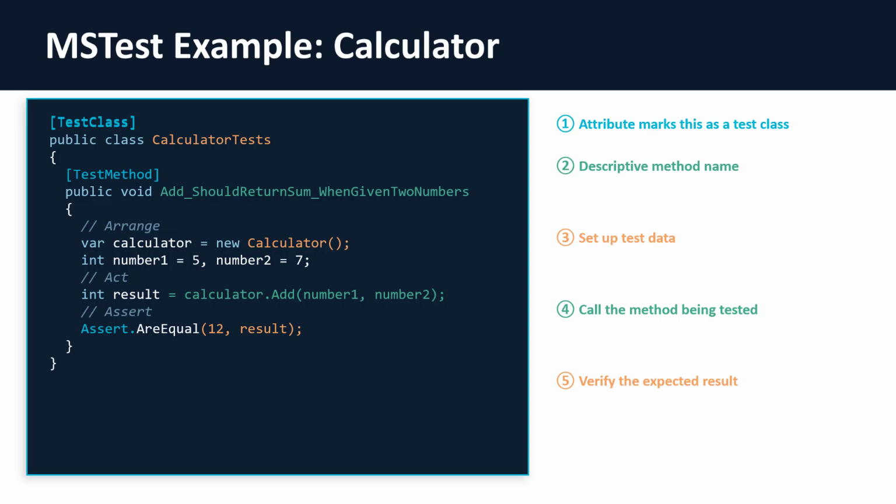So our assertion, AreEqual, looks at the number 12 and the result variable. And if both of those are 12, AreEqual will pass, and we know that our test is correct.